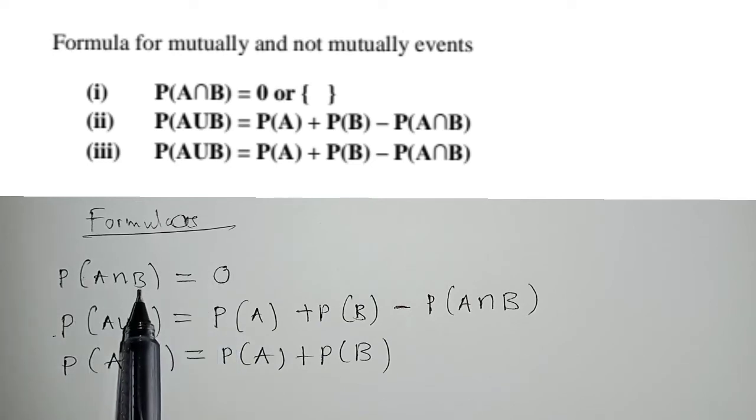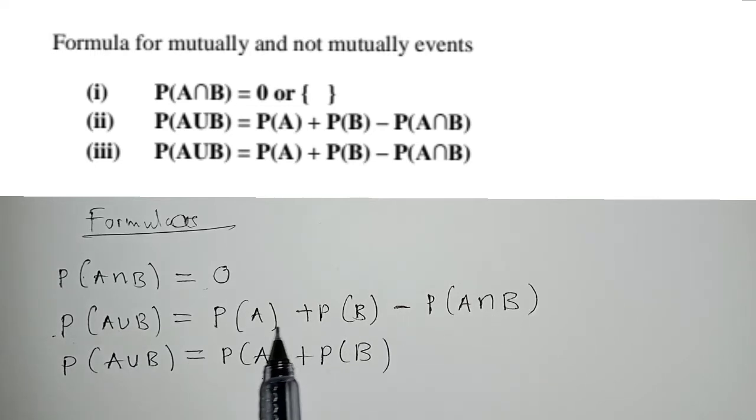The first one here is a property of mutually exclusive events. The next one here is the probability of not mutually exclusive events. This is a property, this is a formula, okay? These 2 are formulas. So if 2 sets are not mutually exclusive, use this formula. If they are mutually exclusive, use this formula. So what do I mean by saying two sets are not mutually exclusive? Let me give you an example. Let's check.